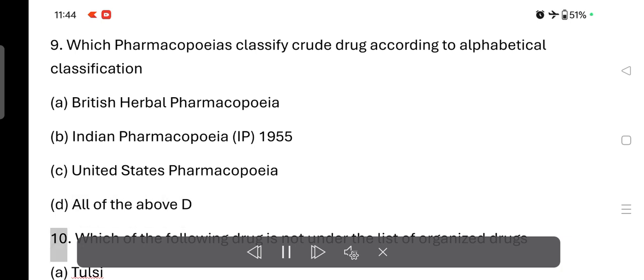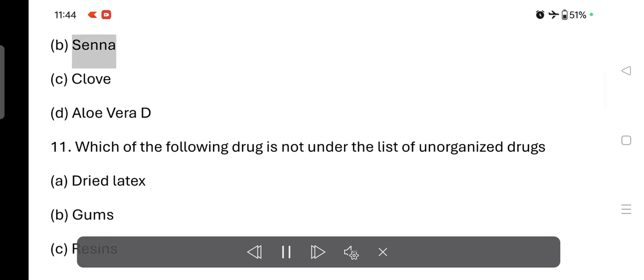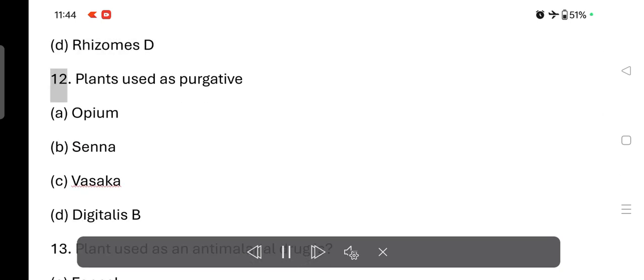Answer: D. 10. Which of the following drug is not under the list of organized drugs? A. Tulsi. B. Senna. C. Clove. D. Aloe vera. Answer: D. 11. Which of the following drug is not under the list of unorganized drugs? A. Dried latex. B. Gums. C. Resins. D. Rhizomes. Answer: D. 12. Plants used as purgative. A. Opium. B. Senna. C. Vasaka. D. Digitalis. Answer: B.